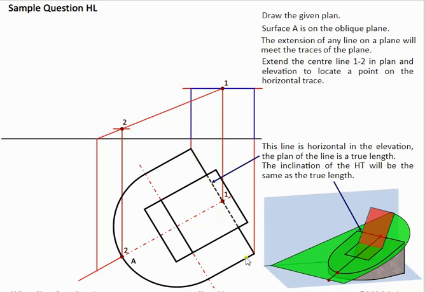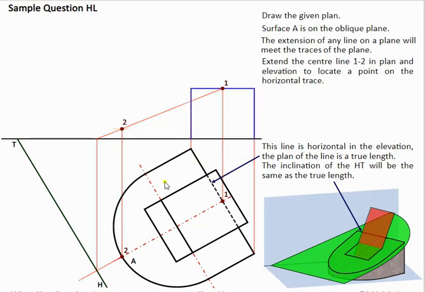So this angle here tells us that the horizontal plane then has to be parallel to it. Okay, so this is how we draw this line in here. Because this line is horizontal in elevation and it's on the oblique plane, that means that HT has to be parallel to this line. So it's an important piece of information to remember.